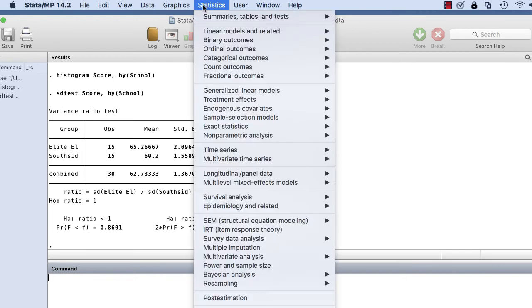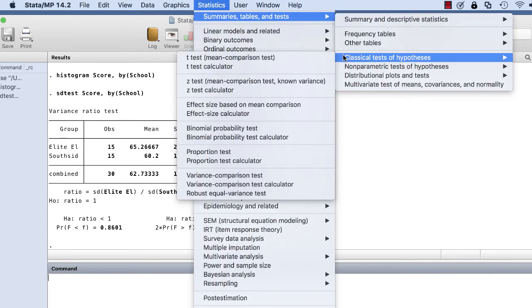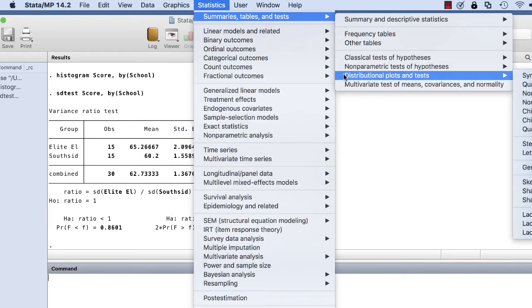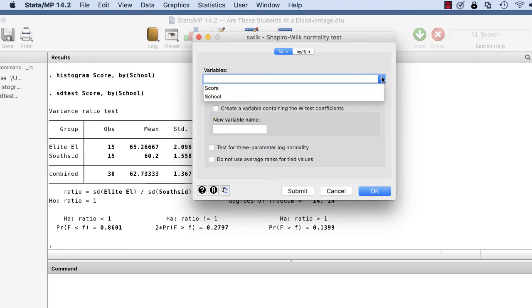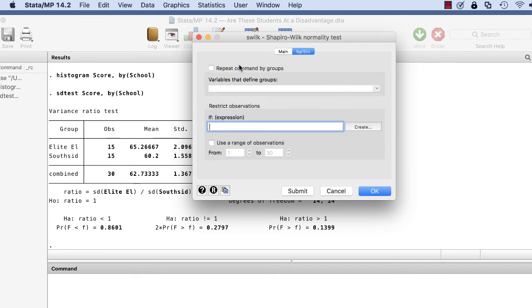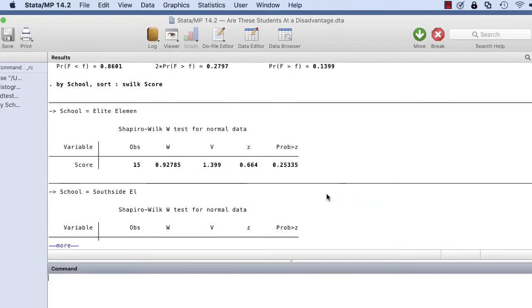Now let's see if we can go ahead and do the Shapiro-Wilk test. We go to distributional plots and tests, and then we go to Shapiro-Wilk test for normality. I know that's just kind of off the screen, but what we're going to do is look at score, and then look at it by school, and then I'm going to submit that.